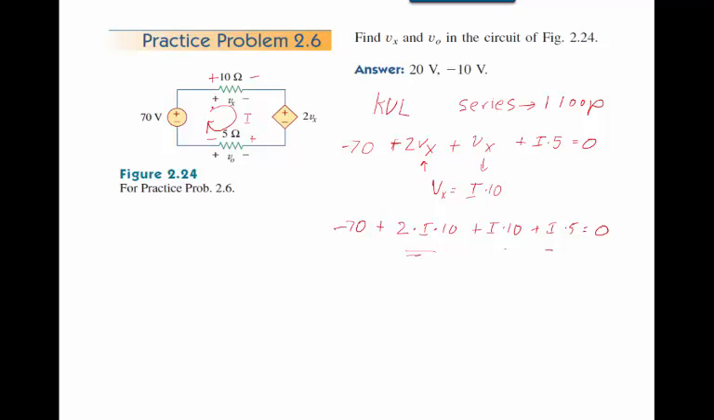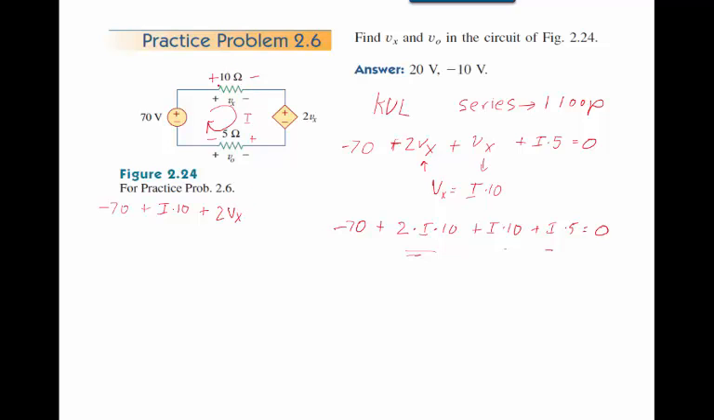And everywhere I hit a resistor, current's going through this way, I say plus minus. Go through this way, I say plus minus. And now if I just go around the loop and watch the signs, let me write it again. Minus 70, because I hit a minus first, right? I hit a minus first. Plus, I'm just going to do Ohm's law, I times 10. Then I hit a plus sign, plus that voltage, which is 2Vx.